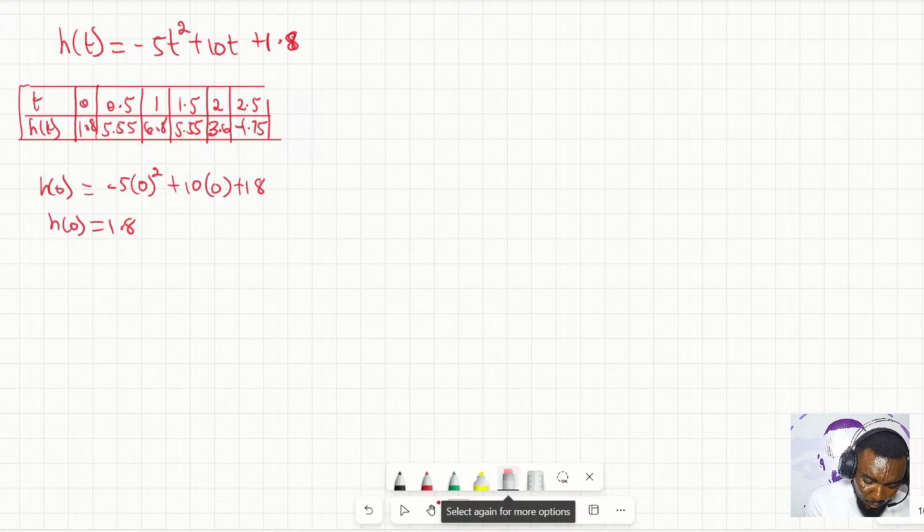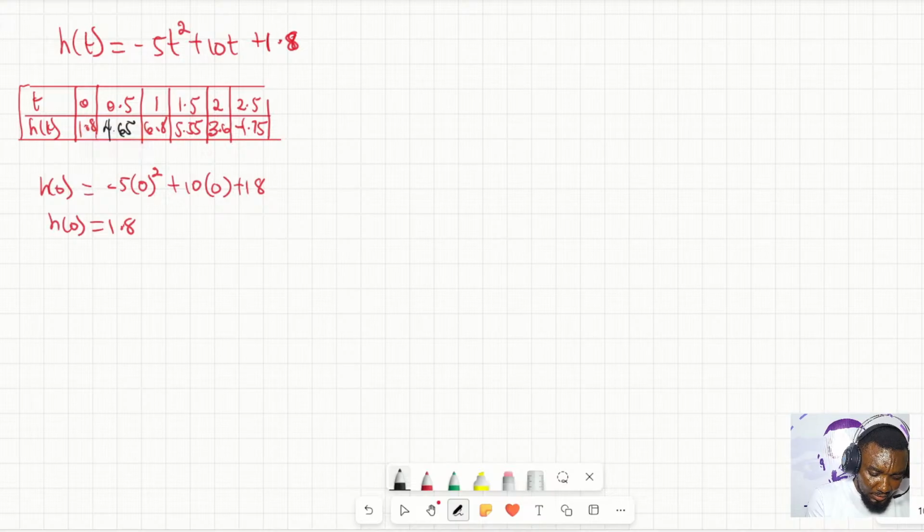So let's go through this again. The first one is 0, and the h of t is 1.8. The next one is 0.5, so we have 0.5 in place of the t. Once we do that using the calculator, we should get our h of t to be 4.65. So the second one, I probably didn't punch in the value well. Our second one should give us 4.65. I hope you agree with me. You are doing it as well, and you agree that it should be 4.65.